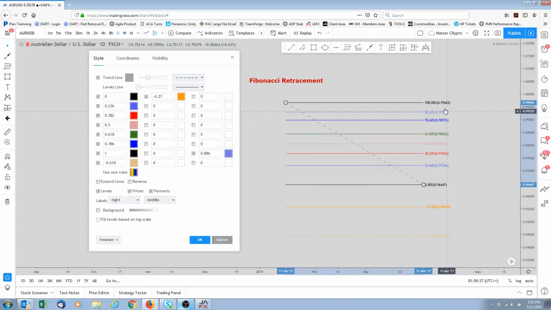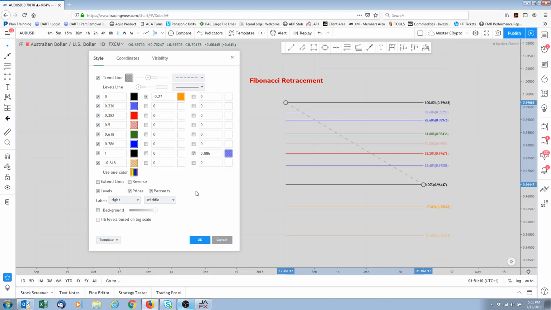The reason we do that is so 100%, 78%, 61%, 38%, 0%, and negative 27 stick out, because they're going to be our most used levels. Okay, so again, just make sure all these are checked, make sure all these numbers are entered correctly. This one here, this one here. What else? Levels, price, percent, have them checked. Labels, have it set to right and middle.